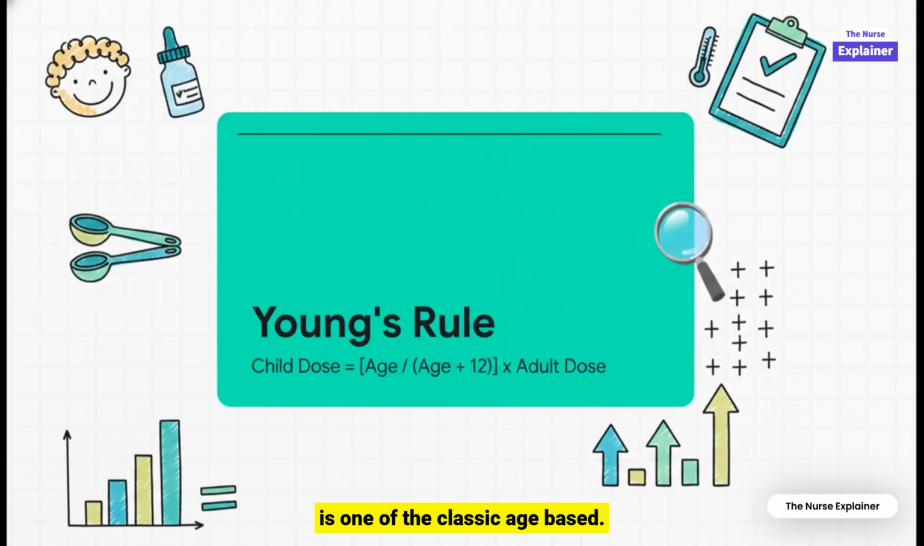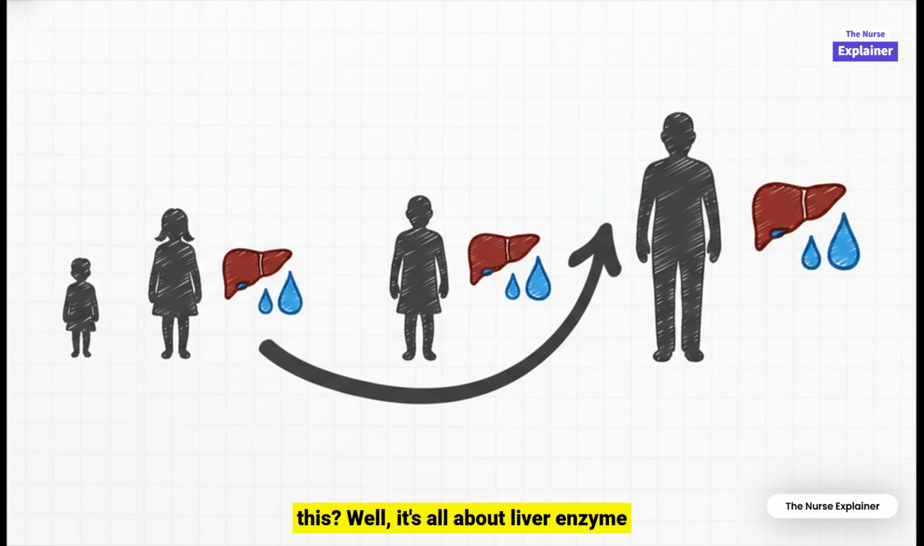Moving on to Section 2, age-based dosing rules. First up, we've got Young's rule. This is one of the classic age-based formulas. It uses the child's current age in years to create a fraction of the adult dose. You literally just take the kid's age, divide it by their age plus 12, and then multiply that fraction by the standard adult dose. Now, why do we use this? Well, it's all about liver enzyme activity. As an older child gets closer to adult physiology, their liver matures. Young's rule gracefully adjusts for that developmental maturity, safely allowing a proportionally larger dose as those organs get better at metabolizing.